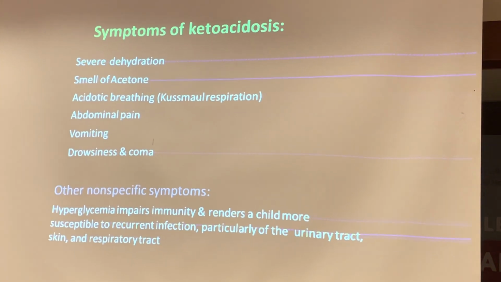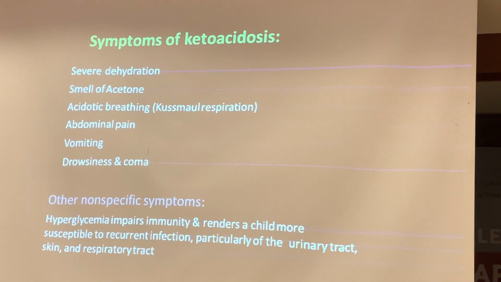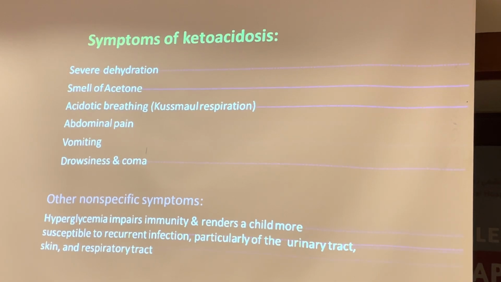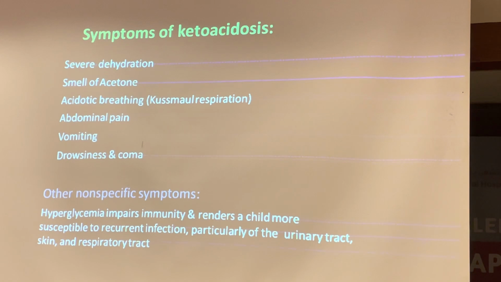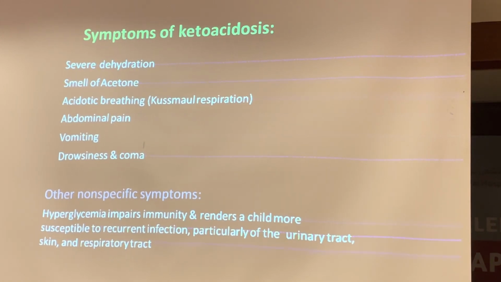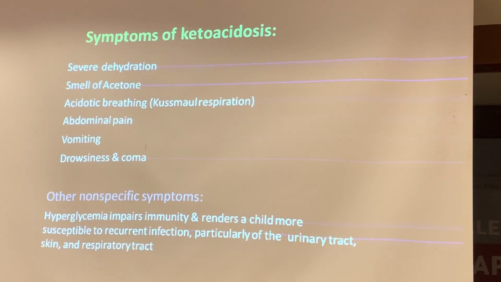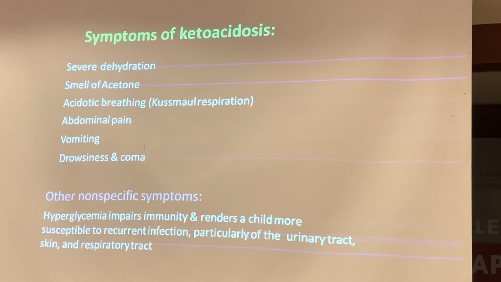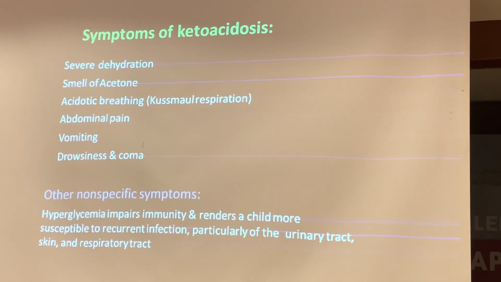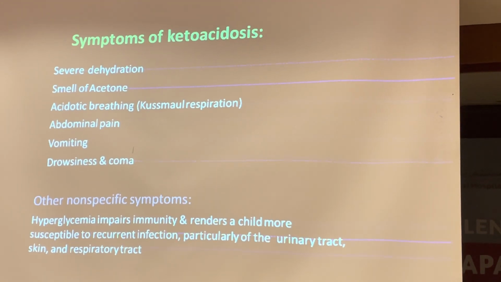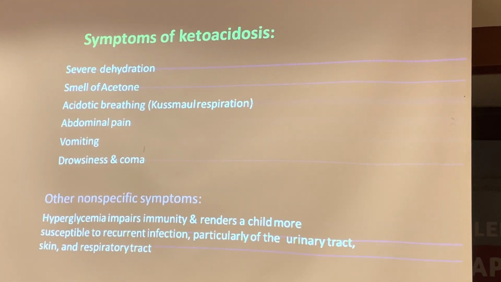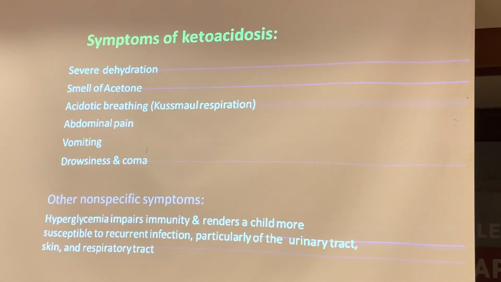All right, what about DKA? The patient typically presents with severe dehydration: dry lips, dry mucous membranes, and very few tears. In dehydration the urine is usually concentrated, but in DKA, because of the hyperglycemia, the kidneys try to wash out the glucose, so they pee too much water with the glucose.